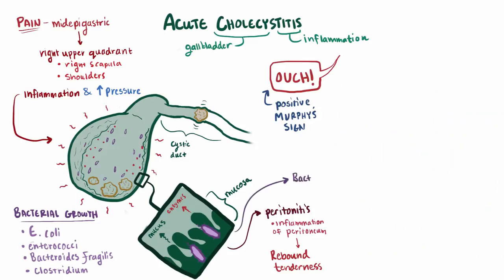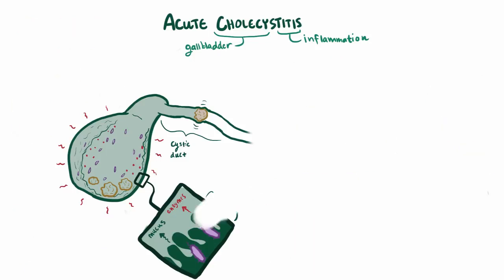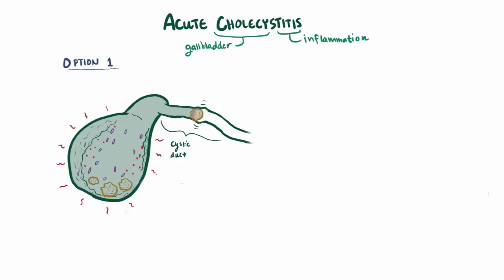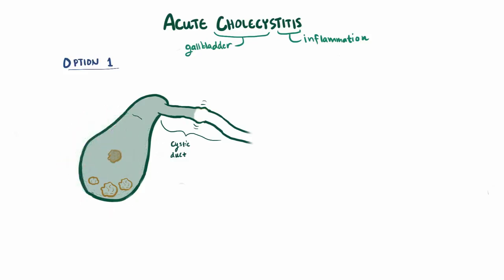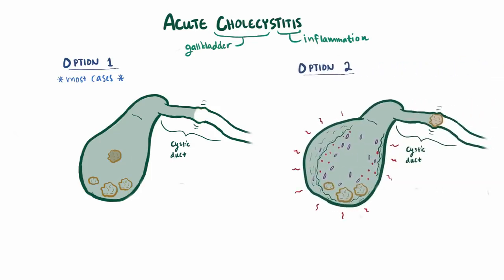Finally, since the bacteria started invading the mucosa and the tissue, the patient's immune system kicks in, ramping up the neutrophils in the blood and leading to neutrophilic leukocytosis, and likely also causing a fever. At this point, one of two things can happen. First, the stone could fall out of the cystic duct, which is great, and then the symptoms and cholecystitis eventually subside. This actually happens in the majority of cases. The other thing that could happen, though, is that the stone doesn't fall out.